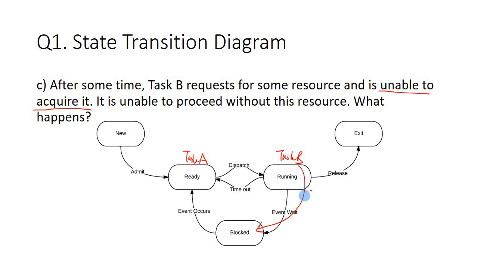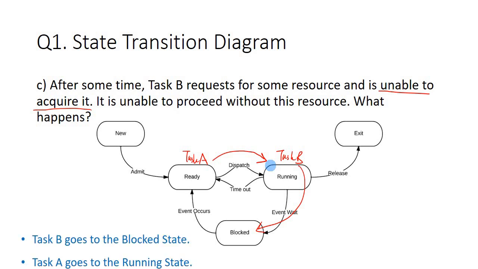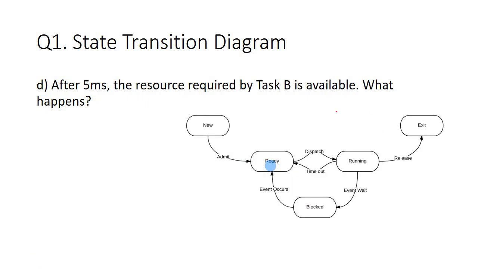Since task B transitioned out to the block state, the CPU is free, so the scheduler will look at the queue again. Since task A is the only other task in the ready queue, it will transition to the running state. Task B goes to the block state, while task A goes to the running state. After 5 milliseconds, the resource required by task B is available. Task B was waiting for some resource, and now that resource is available.